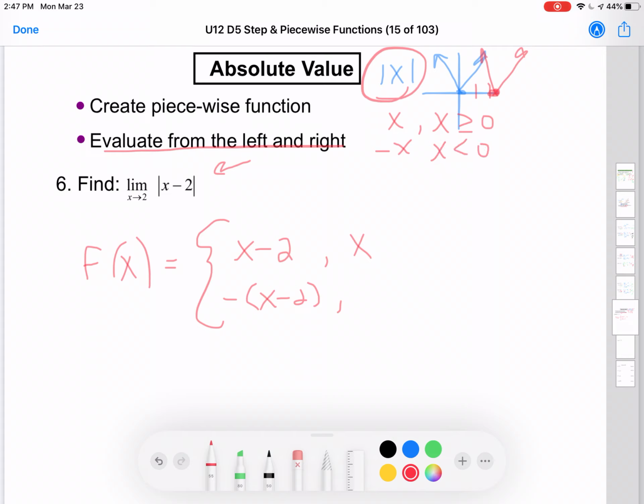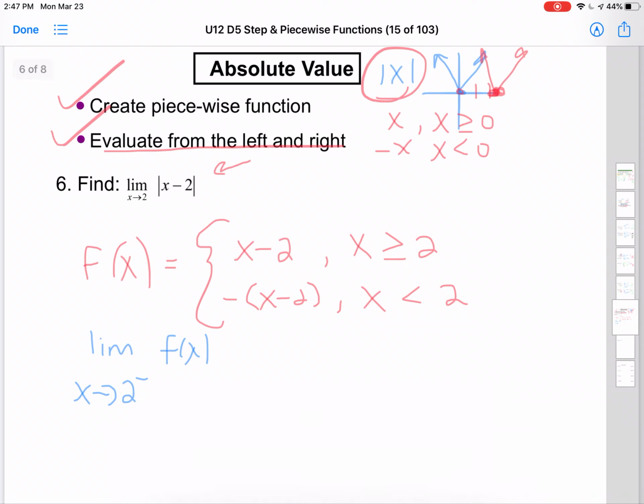That's because the vertex was right here at the origin. Now our vertex is over at 2. So we're going to say x is greater than or equal to 2. You always just use whatever the vertex is. And x is less than 2. Okay, so you first create your piecewise function, which we just did. And now we'll do the same thing we did on the previous slide. We're going to evaluate from the left and from the right. So we'll take the limit as x approaches 2 from the left of f of x.